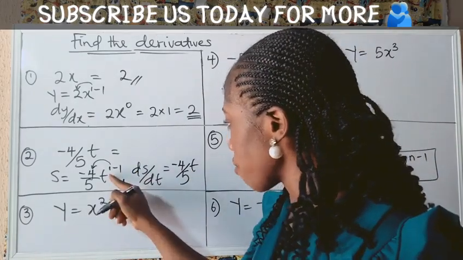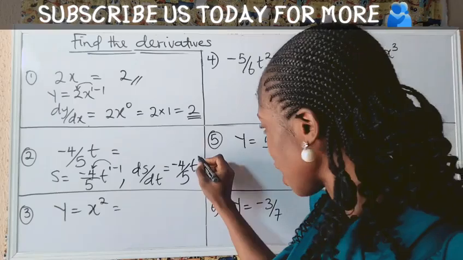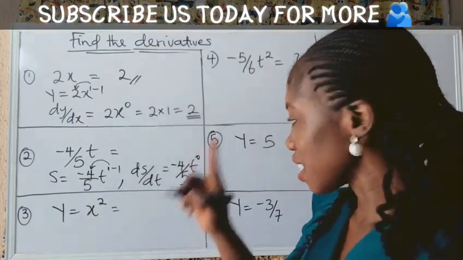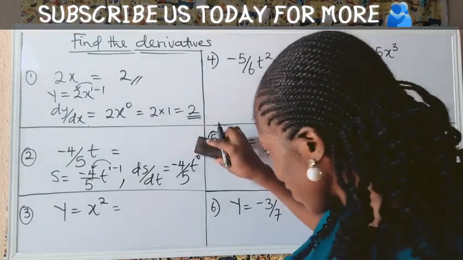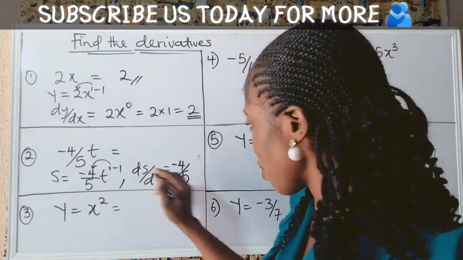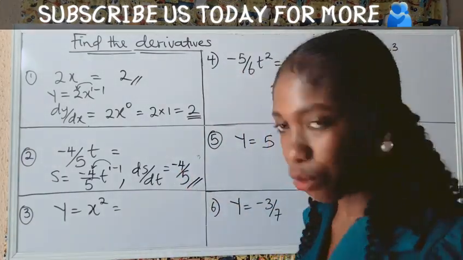If you subtract 1 from this, it gives you 0, and that is t to the power of 0. And t to the power of 0 means 1. So it means that our answer for differentiating this is negative 4 over 5.